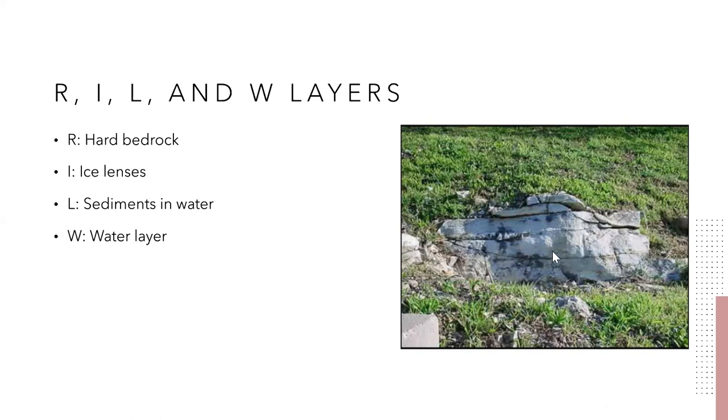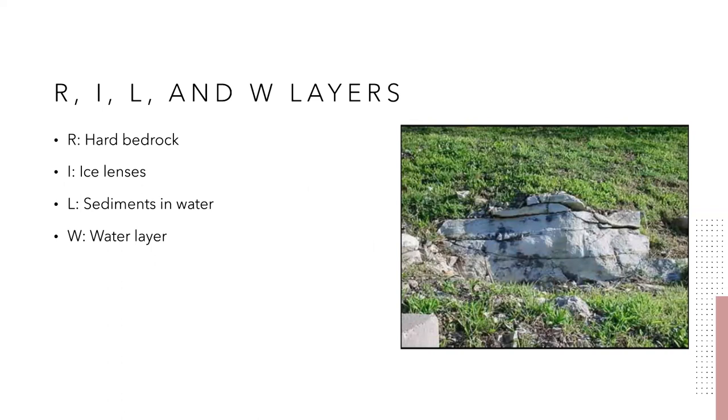The R is basically the hard bedrock. As you can see, this is an example of hard bedrock, the R layer. Then we have I, then we have sediment in water, and eventually we have a water table or water layer. And adjacent to the bedrock, especially in a cooler climate, we might encounter an I layer. So the I layer doesn't exist anywhere. It basically will form where we have a cooler environment. These formations contain at least 75% ice by volume, distinct and separate from other soils.